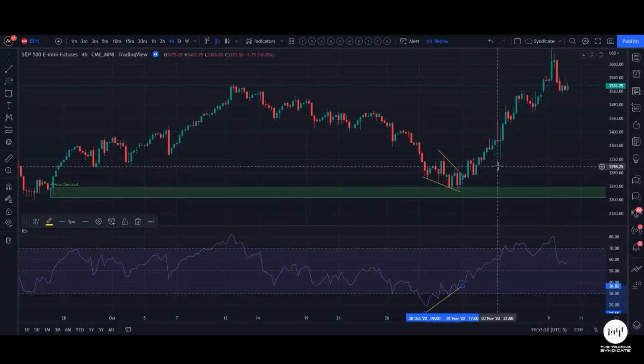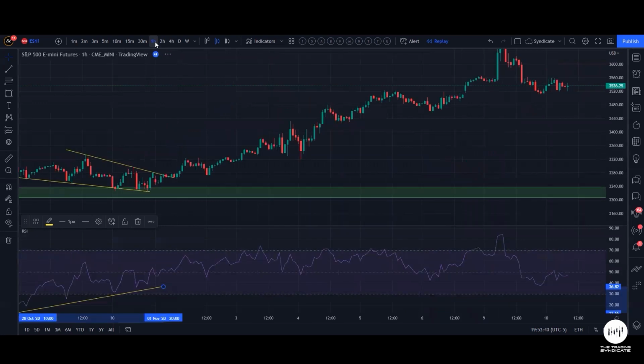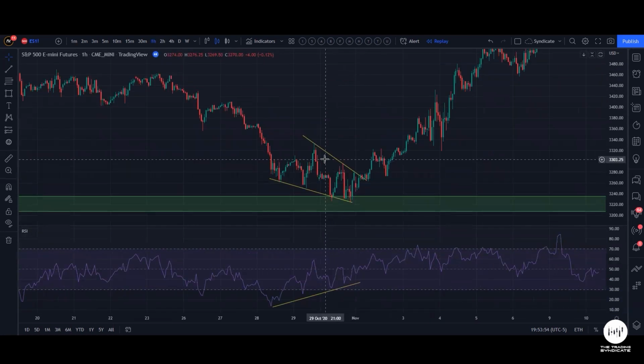Now you might be asking, how do we use these divergences to identify an entry into the trade? Well, let's go back to this 1-hour chart here. There's a specific pattern that tends to accompany divergences between price and relative strength, and that would be the consolidation of a wedge pattern, which is what we have already identified. As we know, a wedge pattern in itself is a reversal pattern, whether that be a falling wedge that tends to reverse upward or a rising wedge that tends to reverse downward.